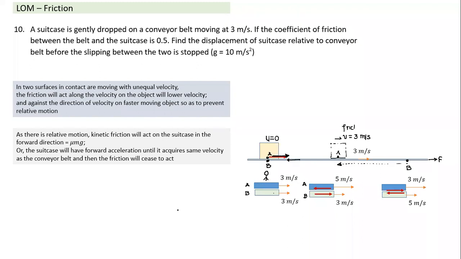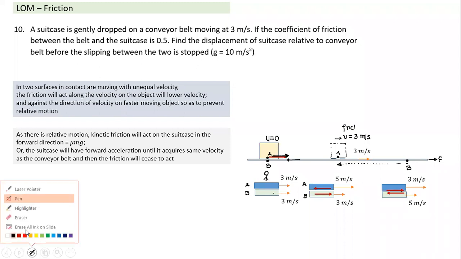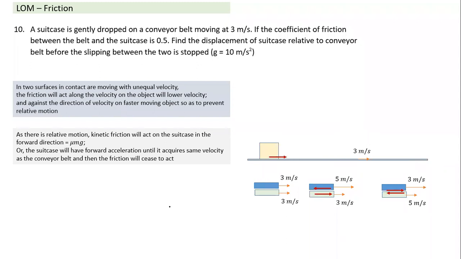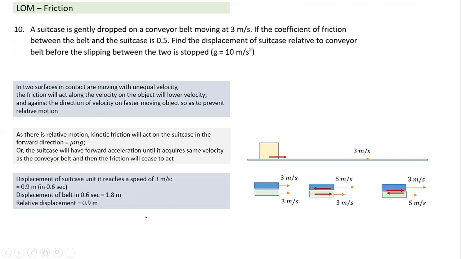Now let's come back and solve this question. It's fairly simple, and I think the understanding is okay. Once we understand, the rest is all very simple. We need the displacement of the suitcase until it reaches a speed of 3 meters per second. So what is given here? u is 0.